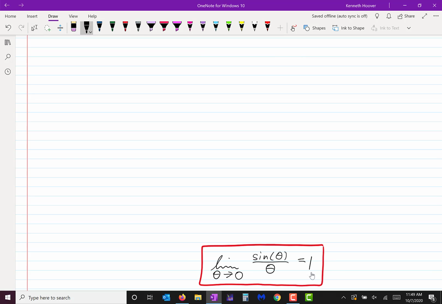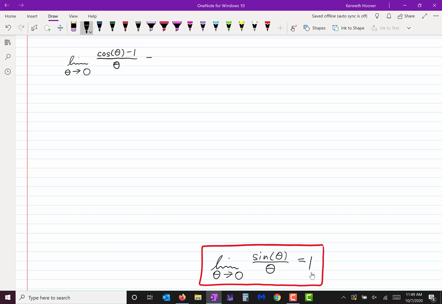Okay, there's a second limit that we're going to need. We're going to need to figure out the limit of cosine of theta, whoops, I forgot the S, minus 1 over theta as theta approaches 0. This one will be a lot easier. There's no geometry involved. We just got to use some trig and some algebra, that's all.